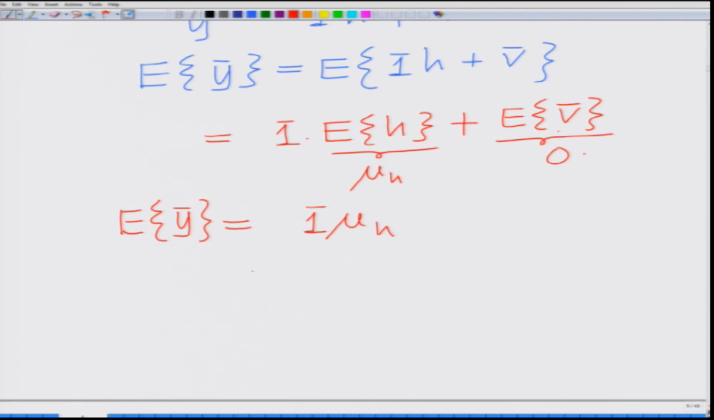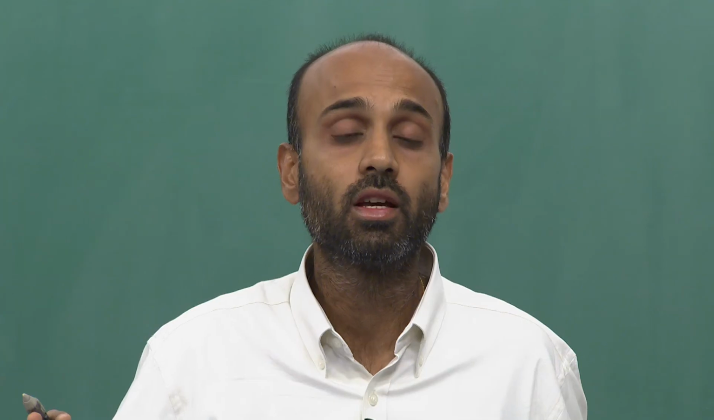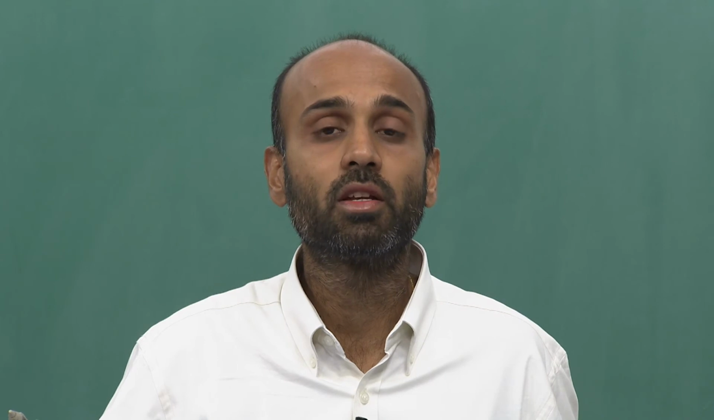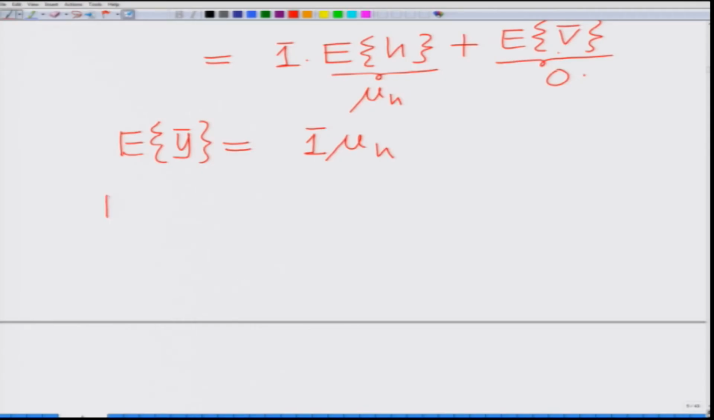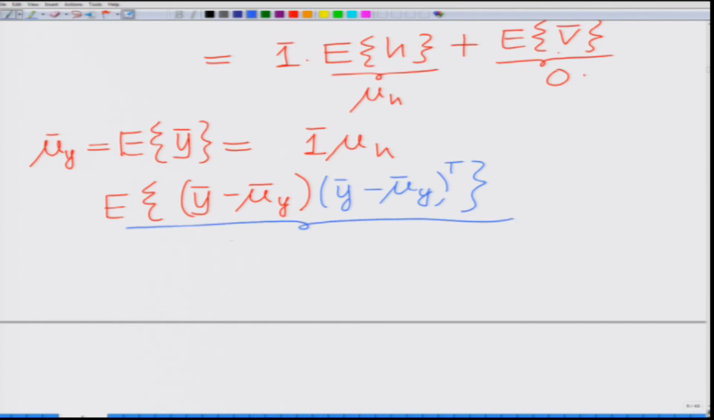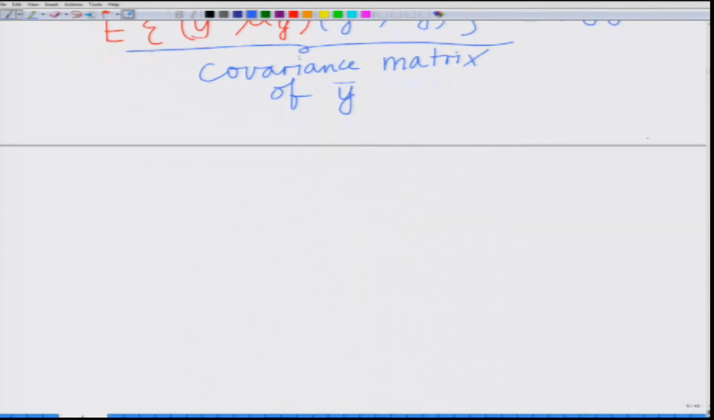Now, we want to find R yy, because that is another quantity we need in the MMSE estimation. That is the expected value of y bar minus mu y bar times y bar minus mu y bar transpose. This is the covariance matrix of the observation vector y bar. If you remember our notation, it is also denoted by capital R yy.